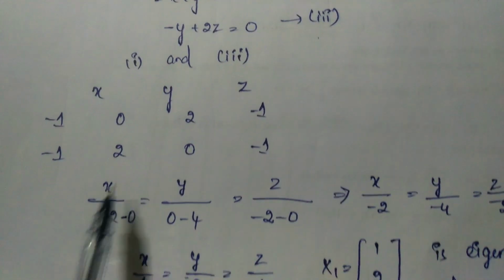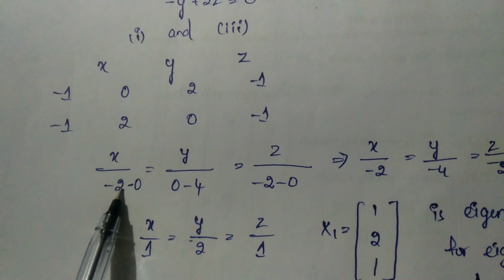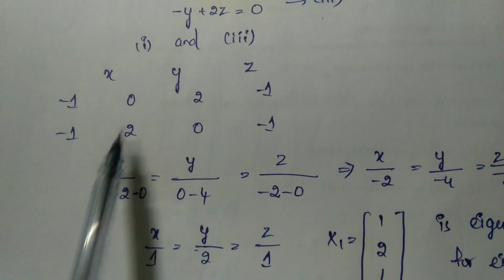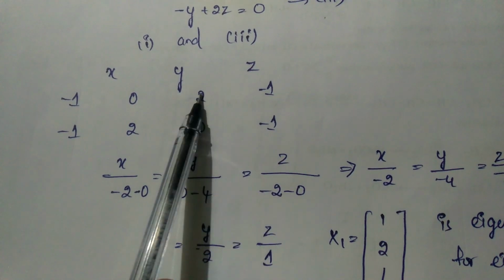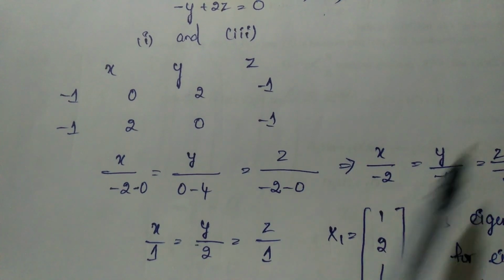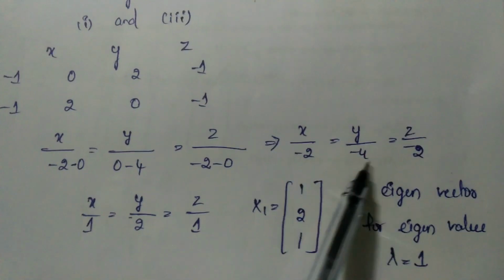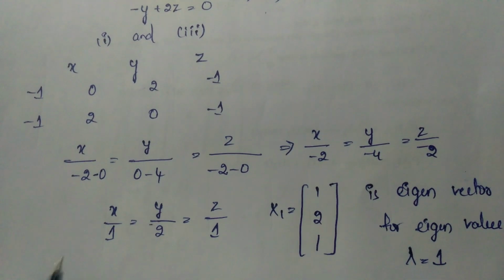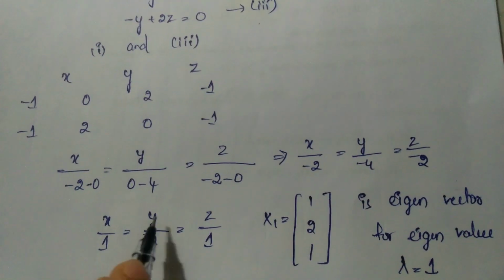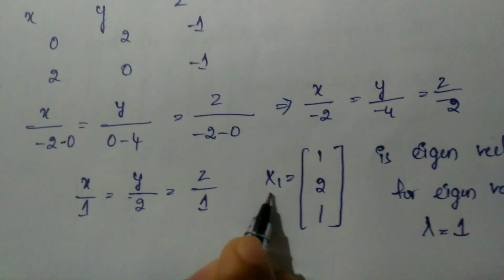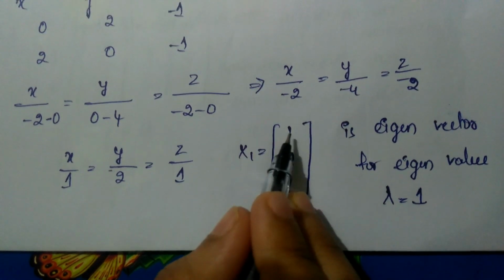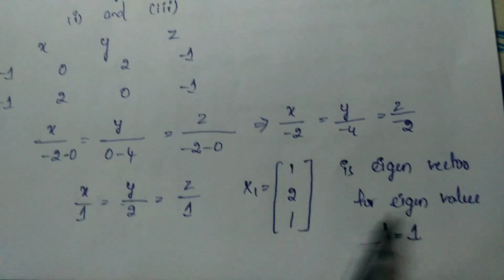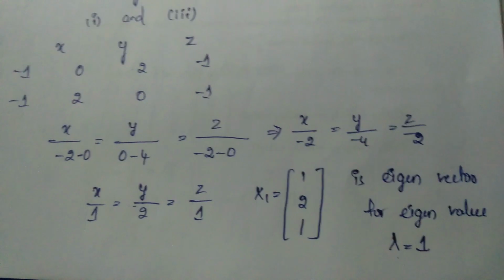Now solve this. x by (minus 1 into 2, minus 2 minus 0) equals y by (0 minus 2 into 2, that is minus 4), and z by (2 into minus 1 minus 2 minus 0). Then x by minus 2, y by minus 4, z by minus 2. When we divide by 2, we get x by 1, y by 2 and z by 1. So X1, nothing but the first eigenvector, you get as 1, 2, 1. So this is the eigenvector for eigenvalue lambda equals 1.